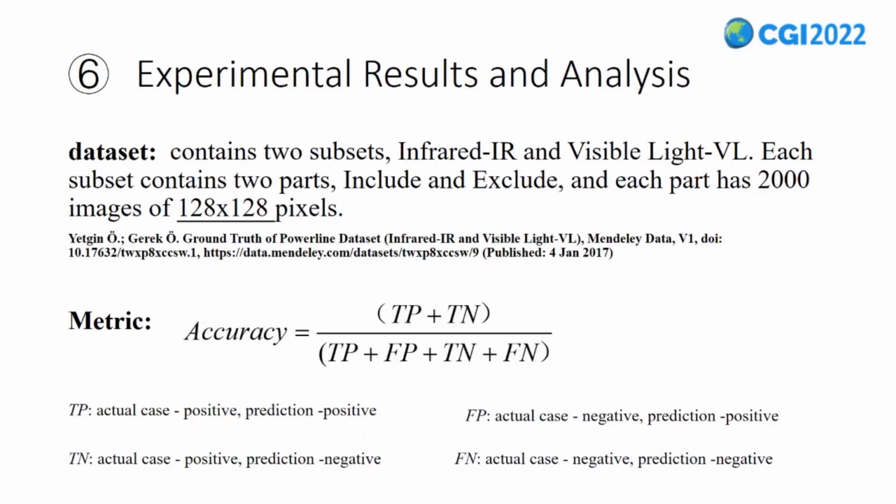The metric used is accuracy, where TP means the attribute is positive and the prediction is positive. FN means the attribute is positive and the prediction is negative, and so on.